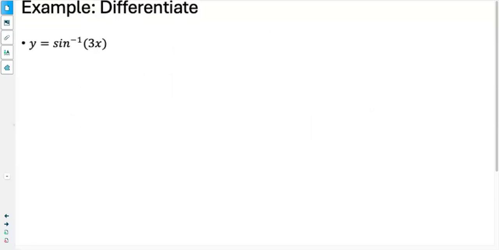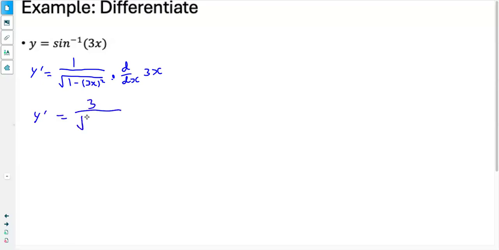So that gives us y prime is equal to 1 over the square root of 1 minus 3x squared, times the derivative of 3x. Our derivative of 3x is just going to be 3, so y prime is equal to 3 over the square root of 1 minus 9x squared.